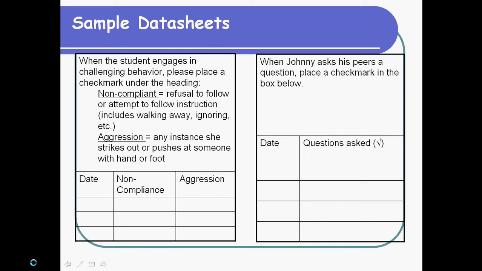On the right, you have another data sheet that's pretty simple. When Johnny asks his peer a question, place a check mark in the box below. So here you simply have to put the date and put a check mark anytime a question is asked.